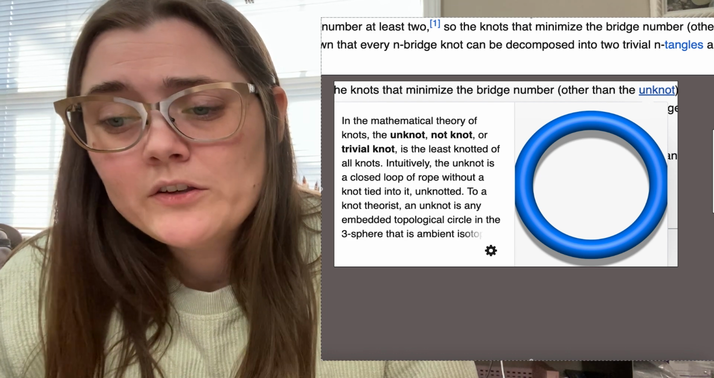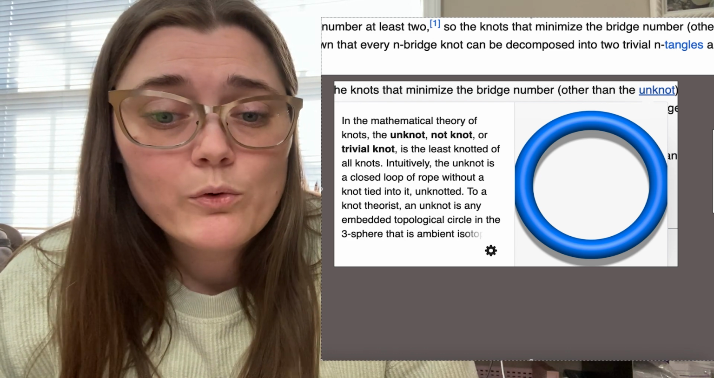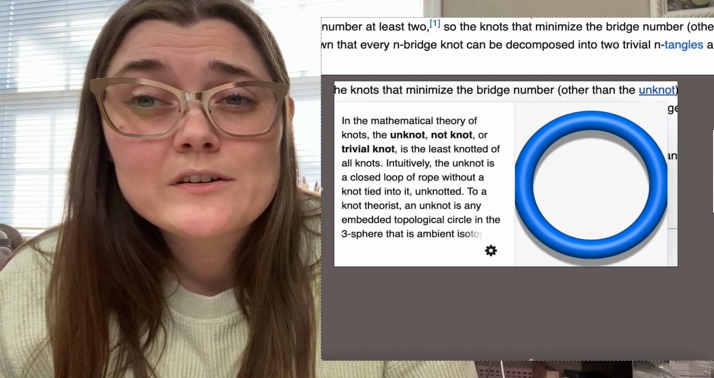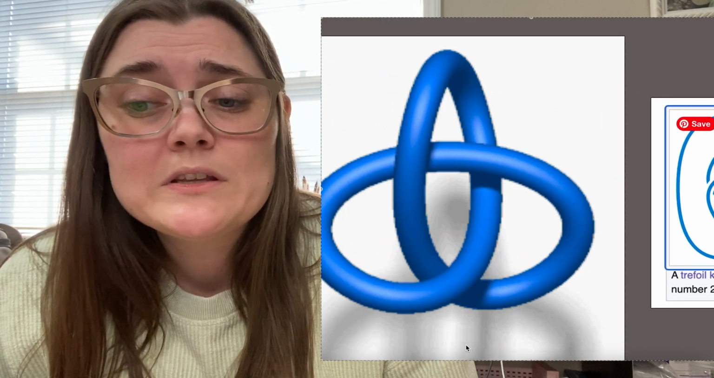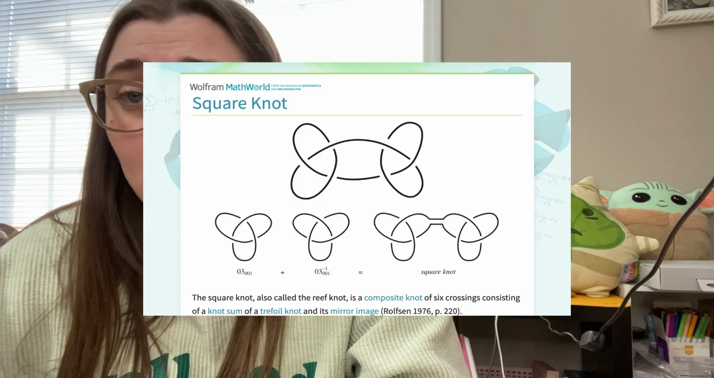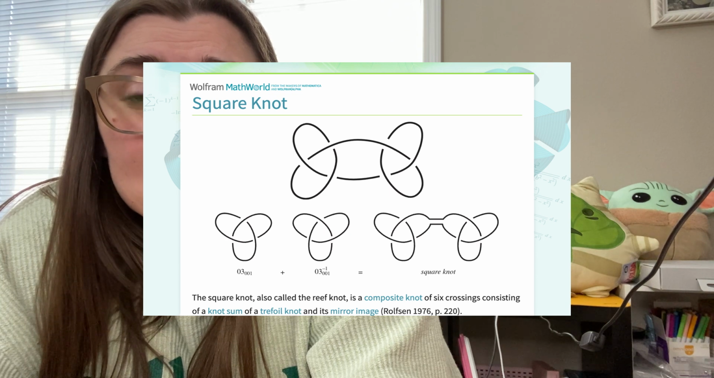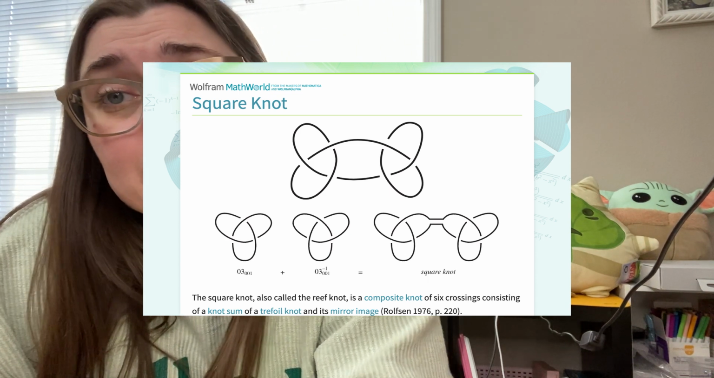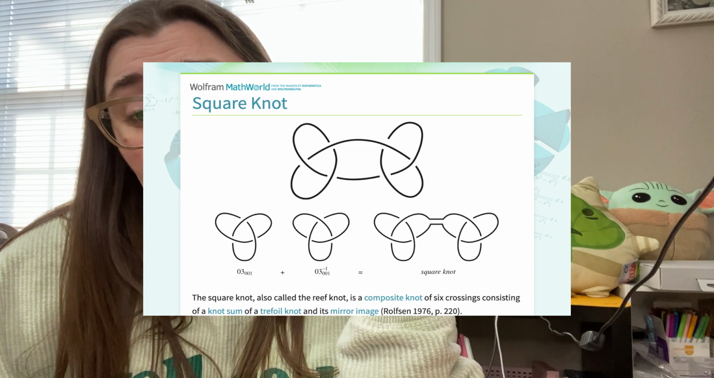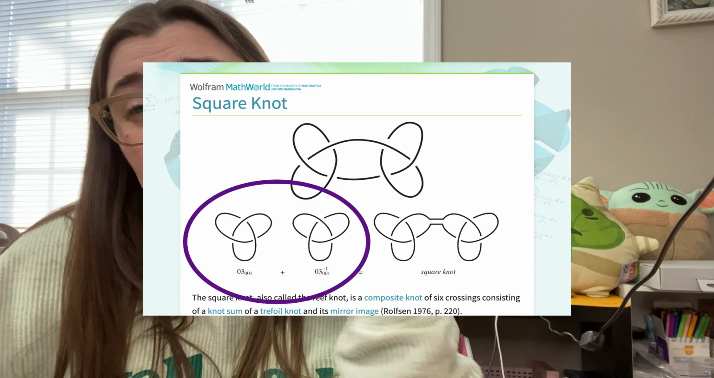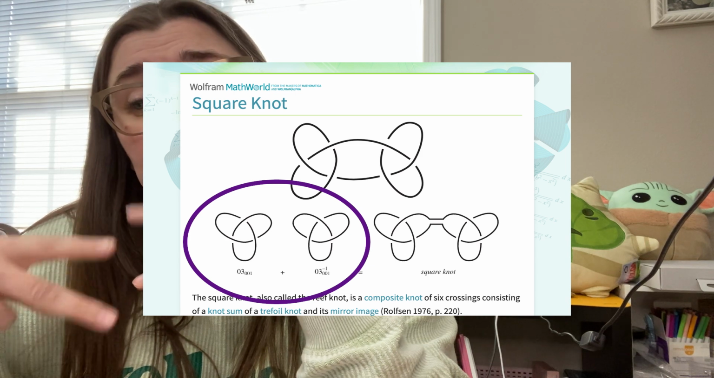How that relates to the unknot is that it is one strand or one string. It is also considered a knot, but it's only a trivial knot, one that maybe doesn't have as much value because there's nothing else going on. It's just a closed loop. So we can think of the unknot as the simplest knot. There is also a square knot, and it is where you have two trefoils, which we talked about earlier. That would be this knot, and they are connected together to create a chiral symmetry.